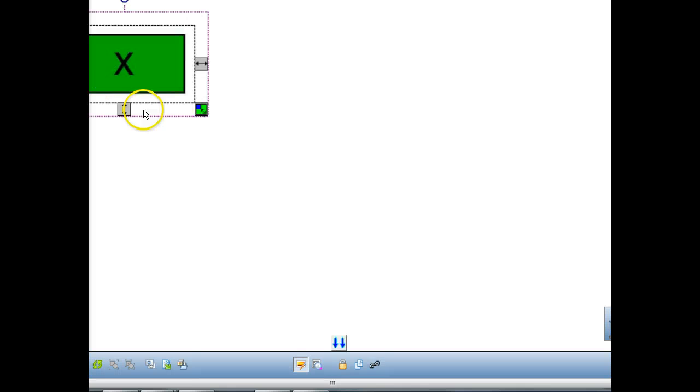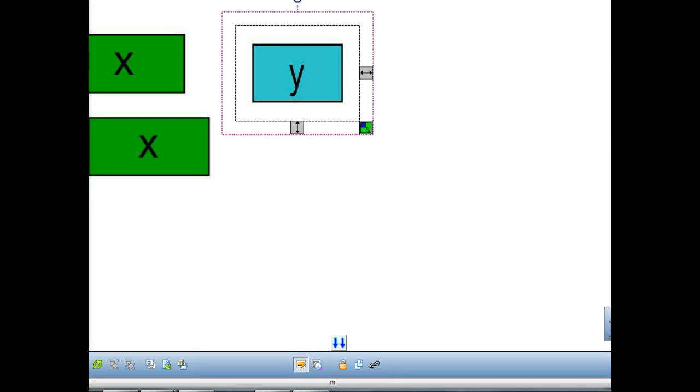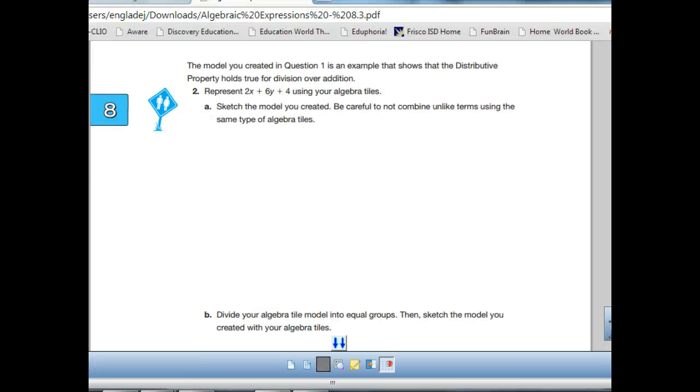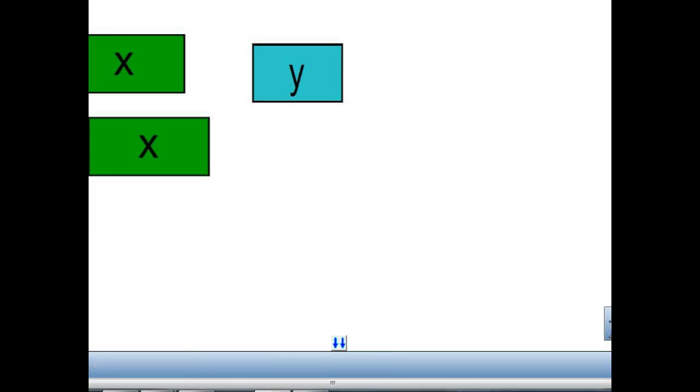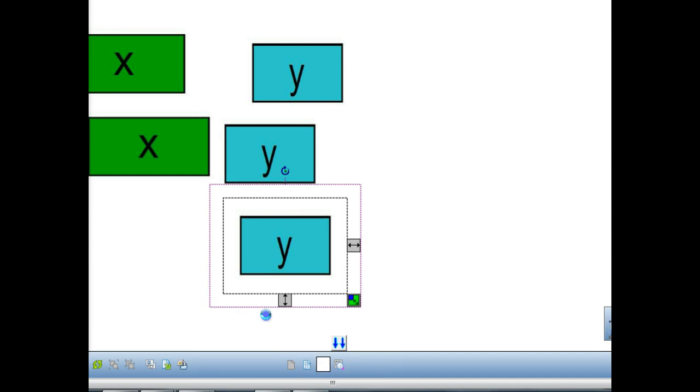So I have 2x, plus, was it 6y? I gotta go back and check. I'm not sure. 6y, yeah. 6y plus 4.